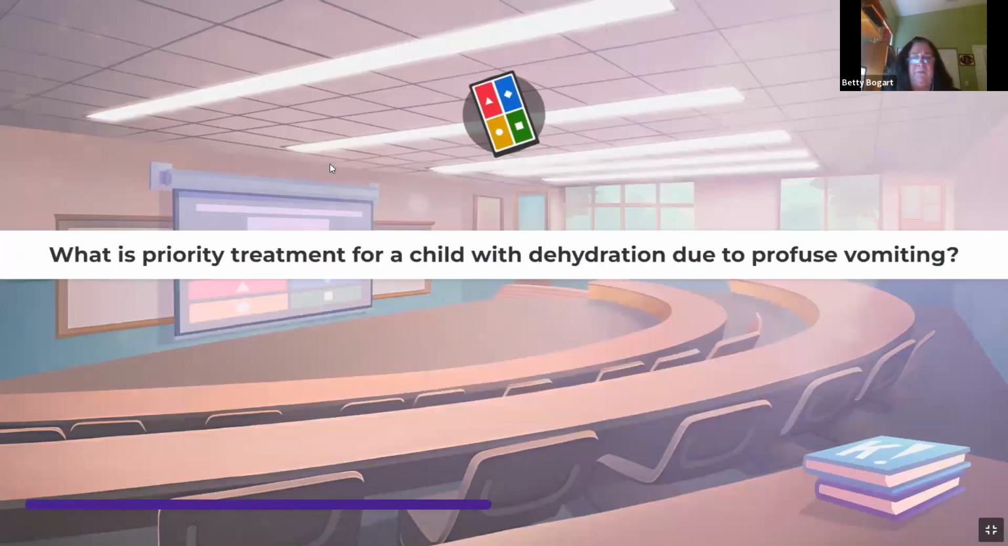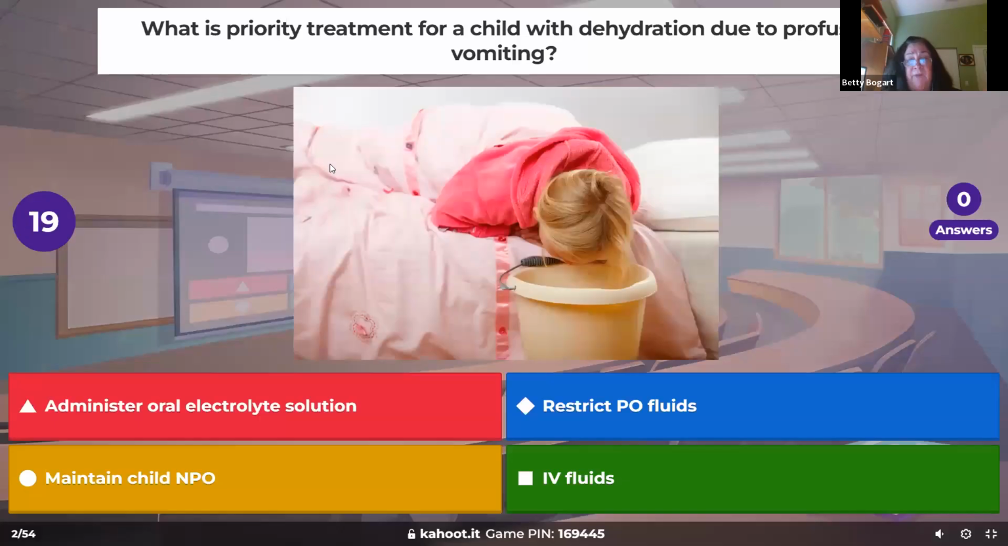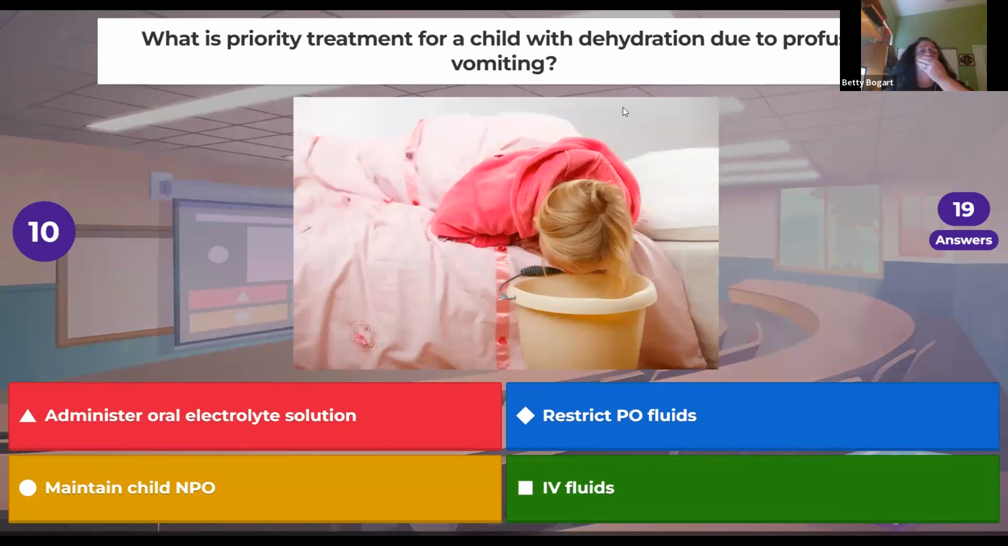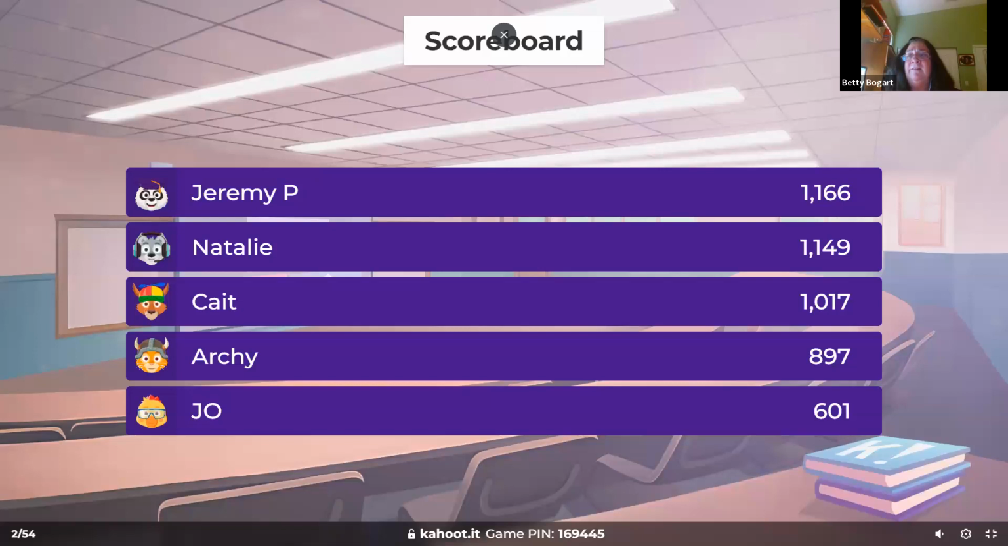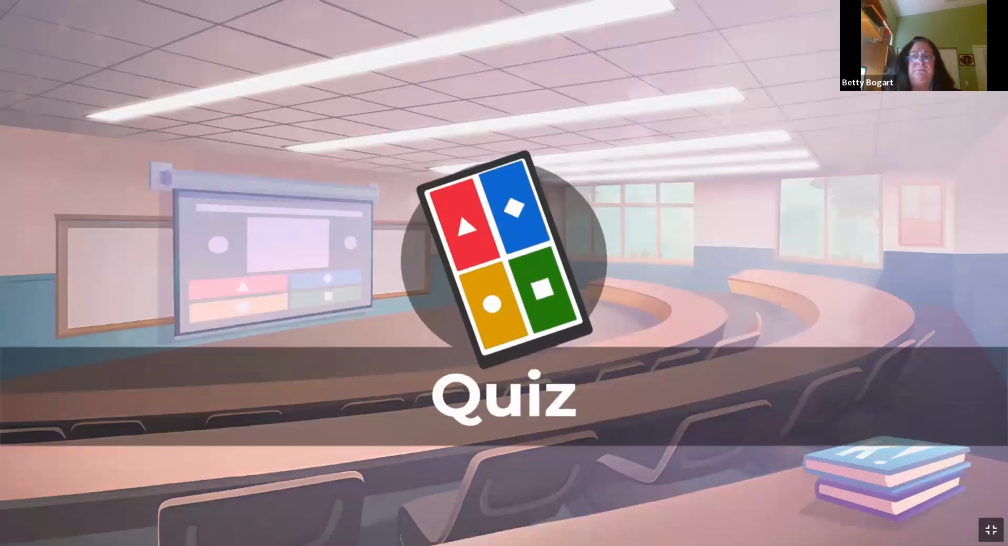What is a priority treatment for a child with dehydration due to profuse vomiting? What do we do to rehydrate a child vomiting? We're not going to do anything but give them IV fluids and antiemetic. If you give a child who's profusely vomiting something, they're going to continue to vomit. So we don't want to do that. Rest the stomach. And then slowly we'll reintroduce when we can.